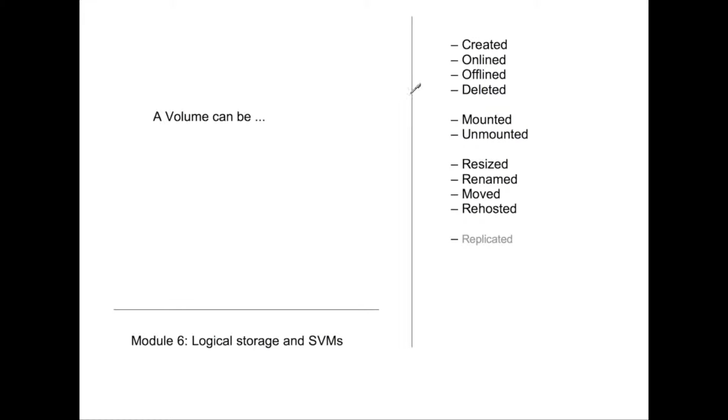A volume can be created just the same. You have to create a volume, and after you've created it, it will be online. You can offline the volume, which will disallow access by clients, and you can delete it if you like. Also, if you have a NAS environment, your volume will have to be mounted in the namespace for clients to be able to access it. If you unmount the volume, which is a manual action, then your volume will no longer be accessible by NAS clients. So a SAN client would still be able to access the LUN in the volume, but NAS clients will not have a path to the volume anymore.